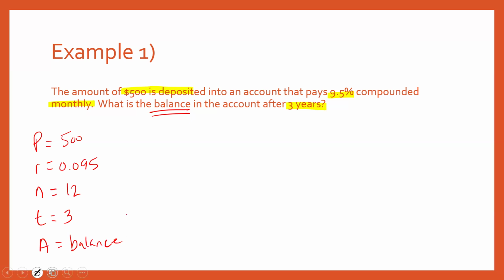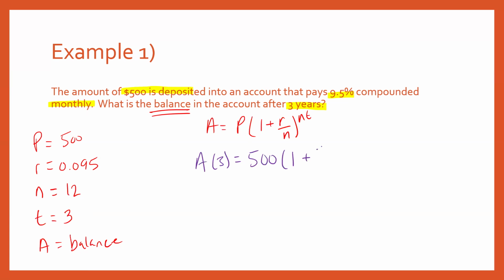Remember, we're using our formula: A equals P times 1 plus R divided by N, to the NT. So we plug in everything we know. We're looking for A of 3 equals 500 times 1 plus 0.095 divided by 12, to the 12 times 3. A of 3 just means we're looking for the amount at 3, just like f of x.